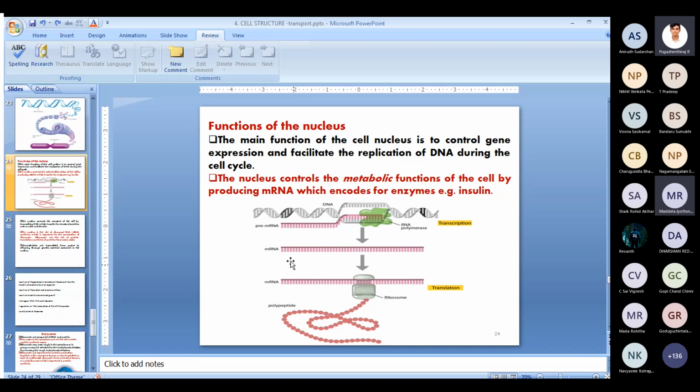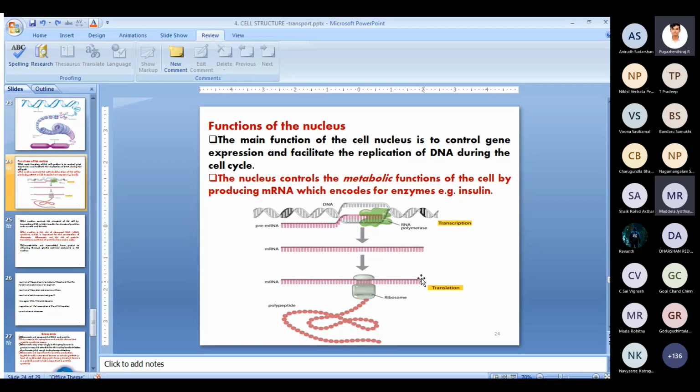Till mRNA, the process happens inside the nucleus. Then this mRNA comes outside the nucleus through the pore to the cytoplasm. Protein synthesis is happening in the cytoplasm, where you will have ribosomes. This mRNA will get attached to the ribosome, and the ribosome will read three bases at a time. That is called a codon.